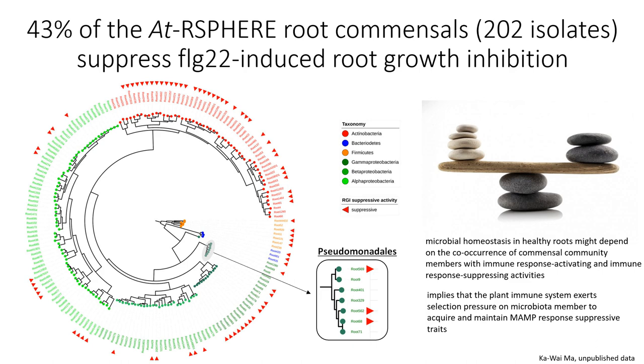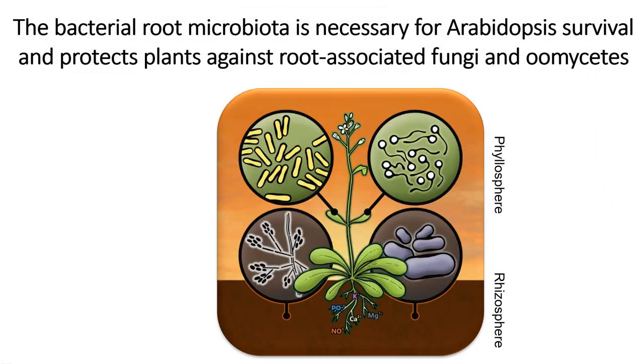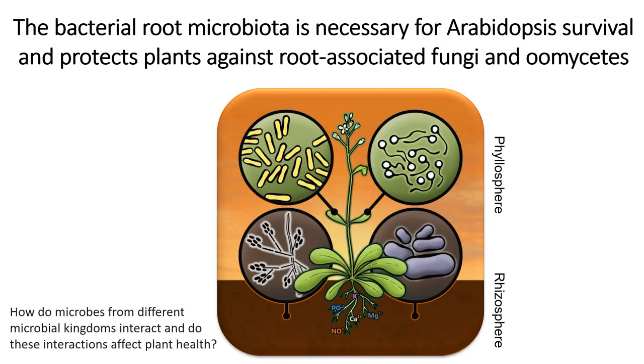Now, for the remaining part of my presentation, I would like to share with you, again, a different type of work. We've been working on that for actually 5 years, and this has recently come to a conclusion. It's the first time that I share this with you really in full. And this story is about experimental evidence that we've accumulated suggesting that the bacterial root microbiota is necessary for Arabidopsis survival, and protects plants against root-associated fungi and oomycetes.